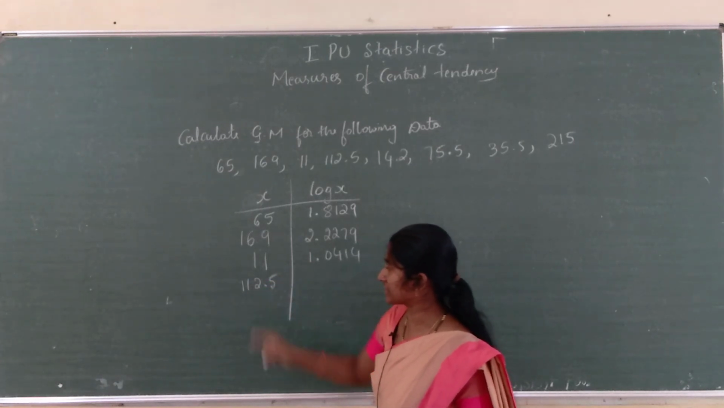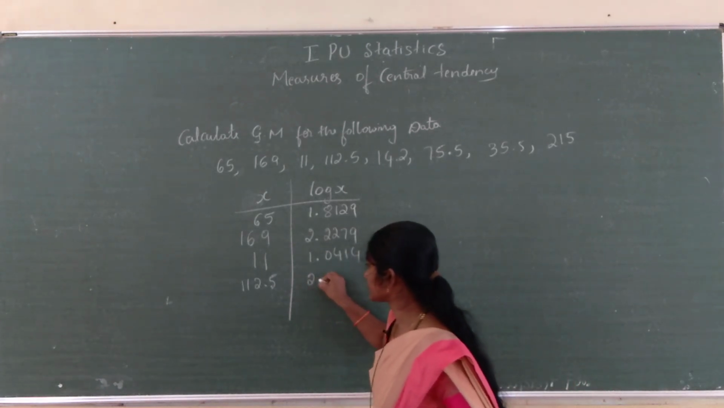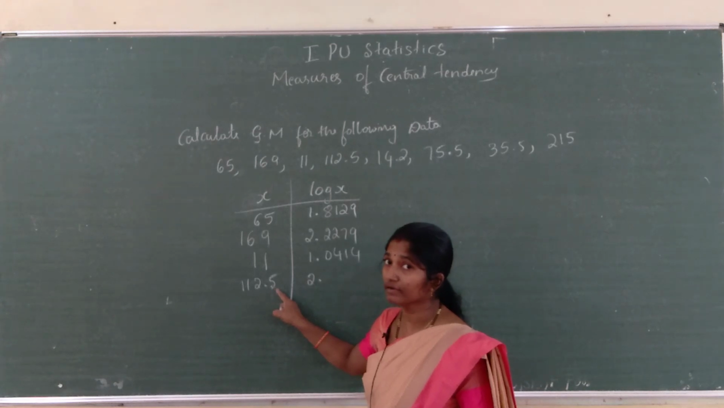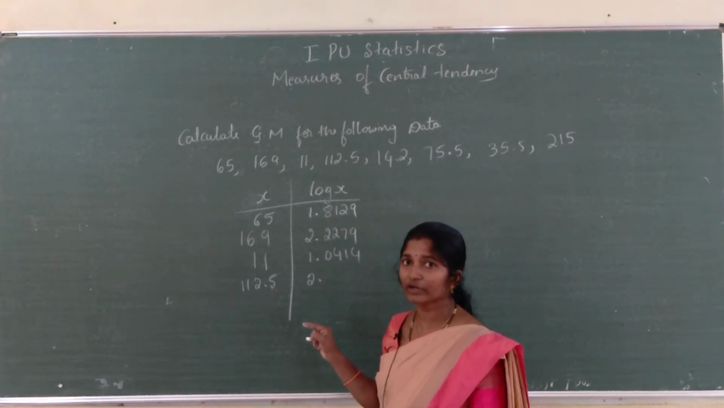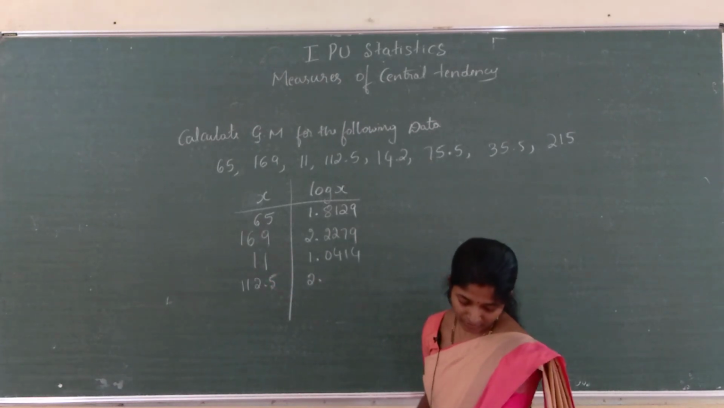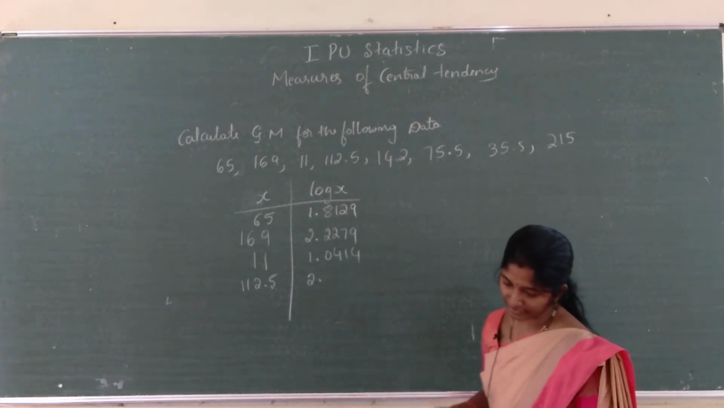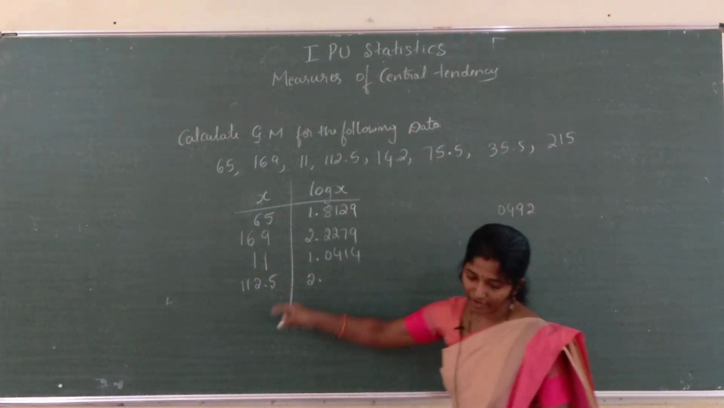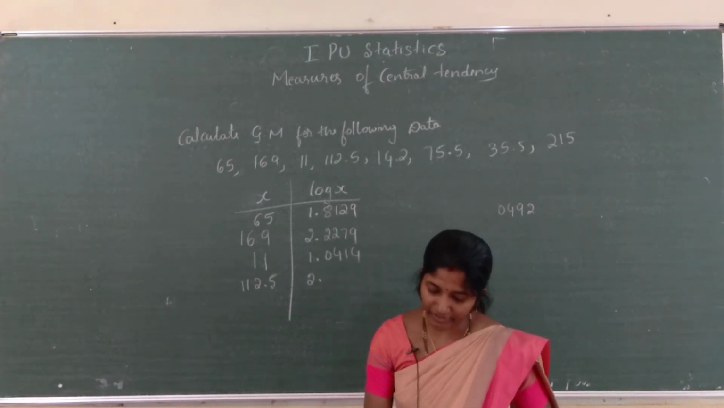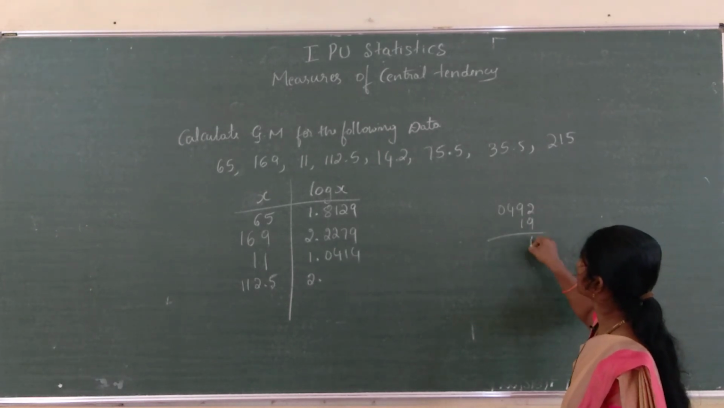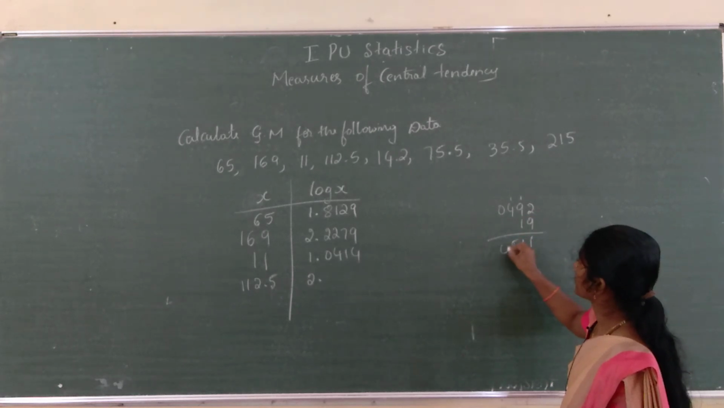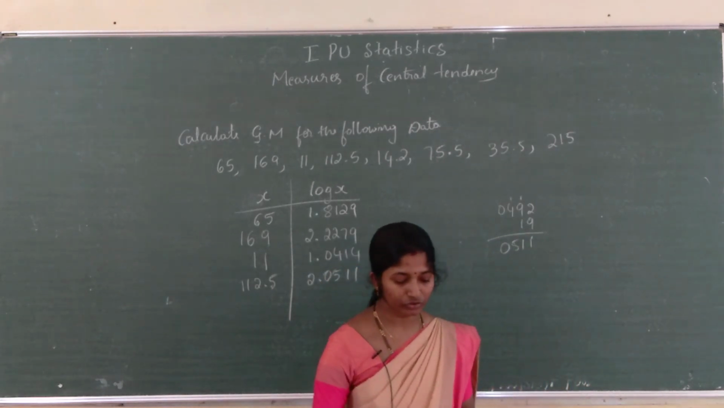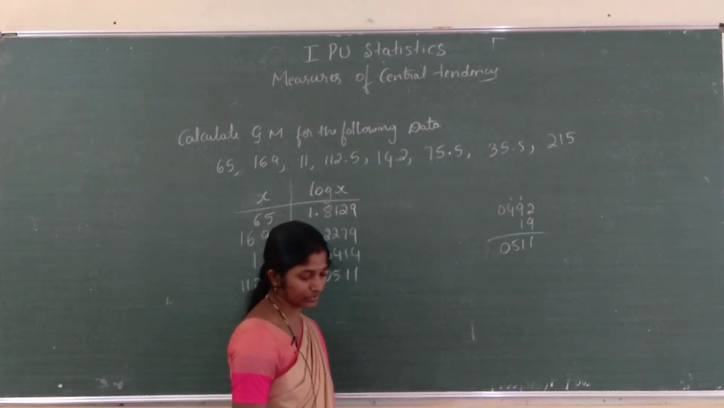Next, 112.5. Here, 3 digits, 3 minus 1, that is 2 point. In row 11, under column 2, then note the mean difference for 5. Look in the same row for the mean difference column and add that value. It is under 11: 0492, and the 5 gives 19. Add this value, 0511. Like this way only you have to do the problem and find the other log values.